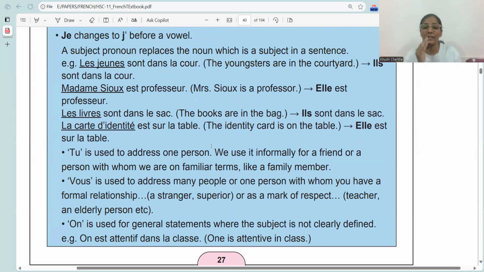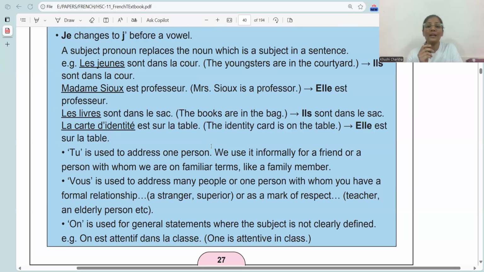Okay, so les livres is the subject. Now, is livre masculine or feminine? This you have to memorize. Livre is masculine, so it is masculine and plural. It is having an S and also les. Les is used only for plural, so this signifies that the subject is plural. Les livres. So, ils sont dans le sac. They are in the sack.